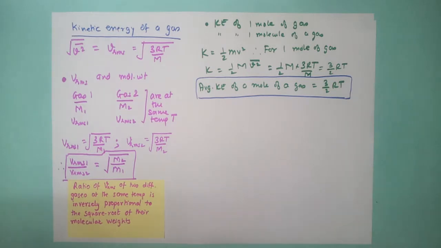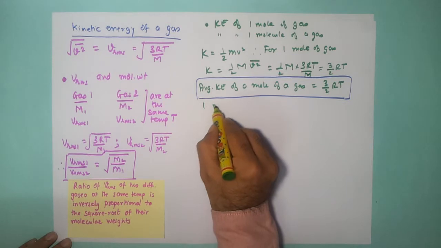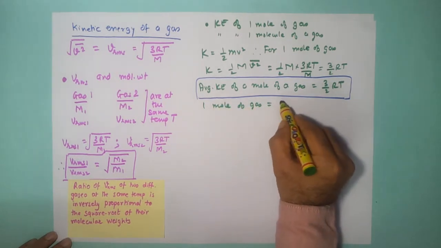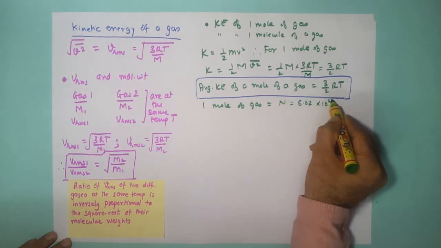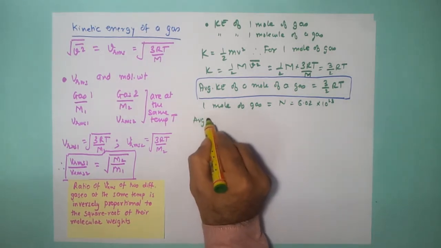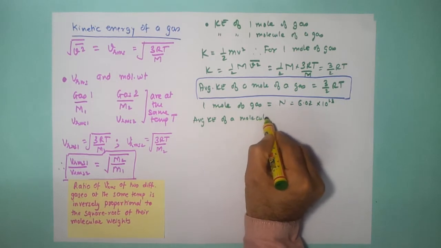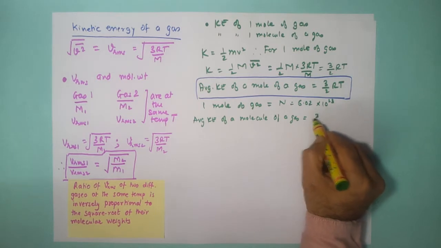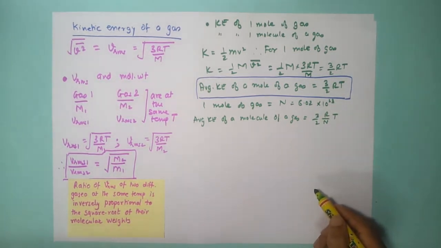So next, we have talked about 1 mole of a gas. Now, in 1 mole of gas, the number of molecules is N, which is 6.02 into 10 raised to 23, Avogadro's number. So if you want to find out average kinetic energy of a molecule of a gas would be 3 by 2 R by N T. I hope you got this.